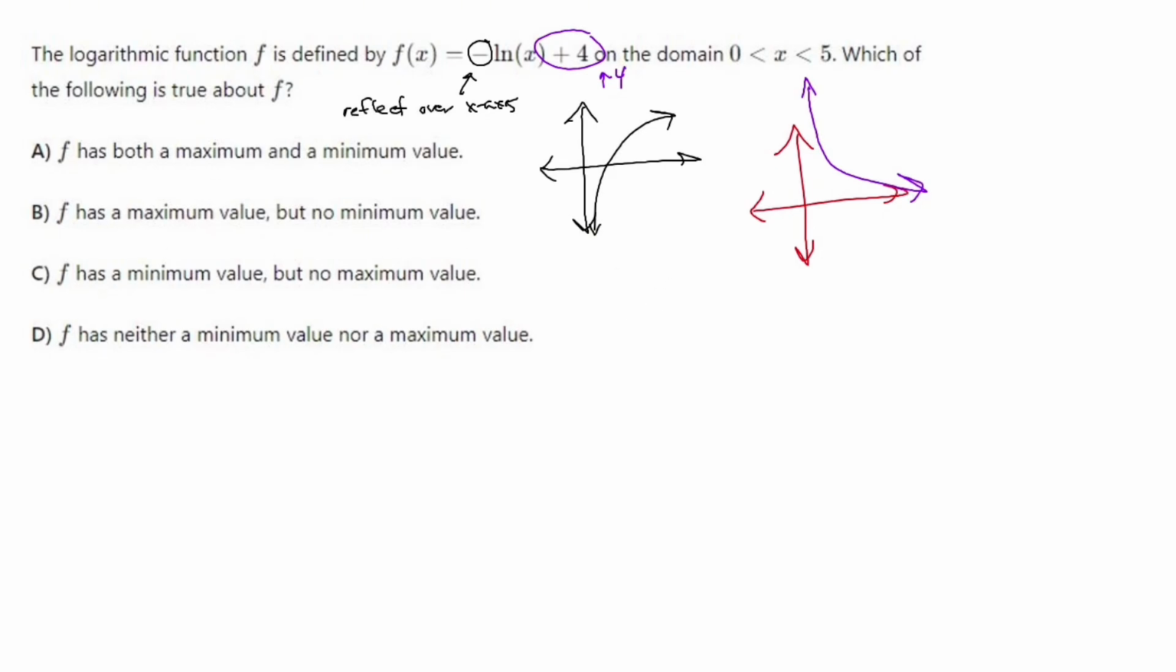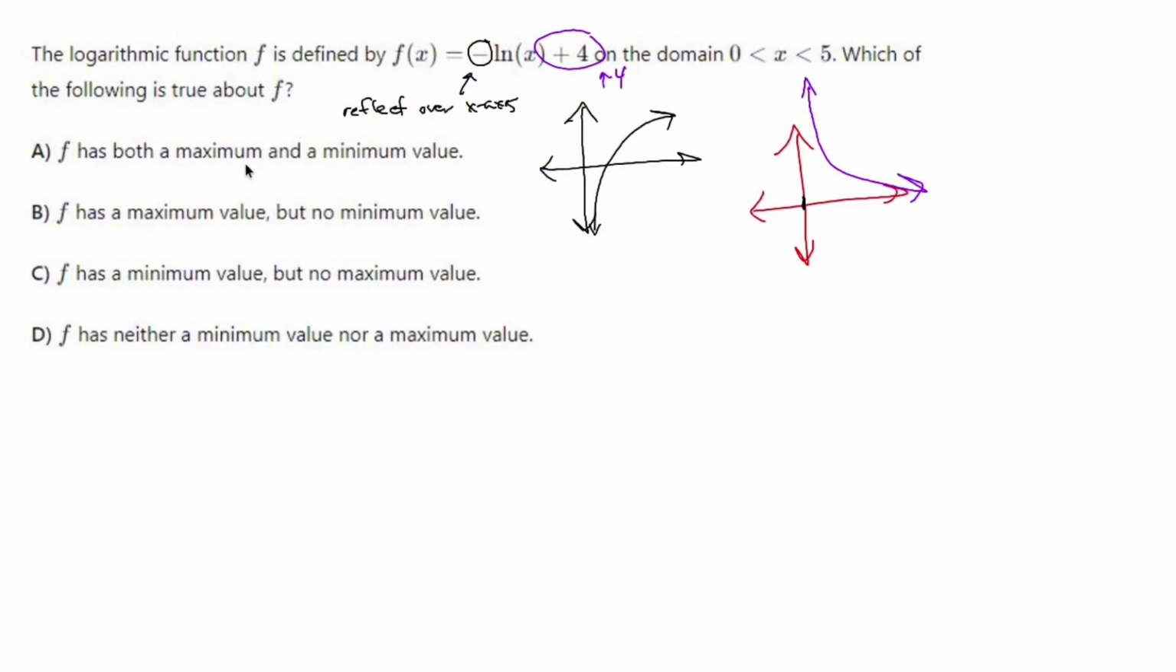My domain is going to be between 0 and 5, which means we start here. Now here's the thing. I'm not allowed to take the ln of 0. That doesn't exist. Also, I'm not allowed to take the ln of a negative. So this is basically going to be a vertical asymptote for ln. The y-axis is going to be a vertical asymptote. So I can't plug in 0. And this guy is going to go up there forever, to infinity.